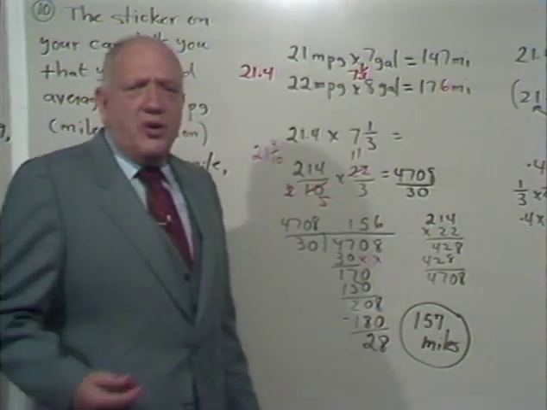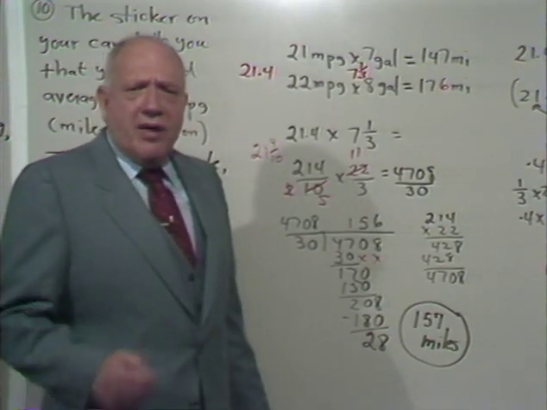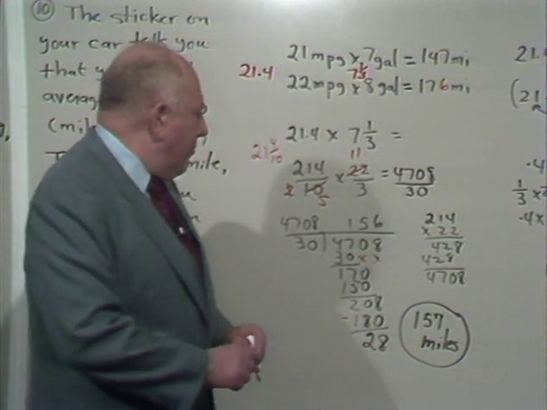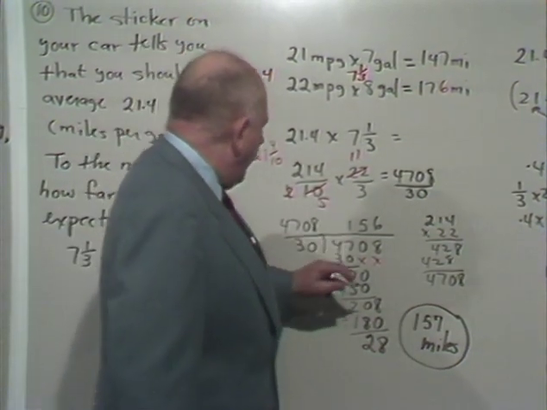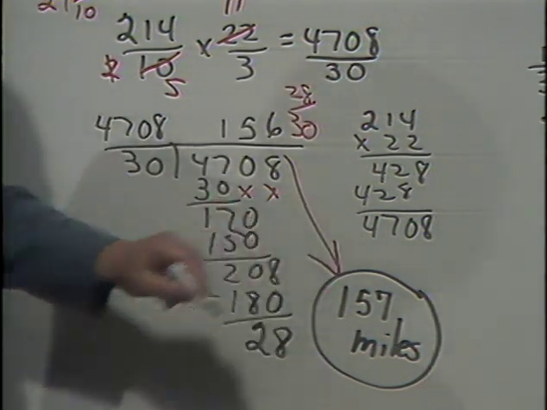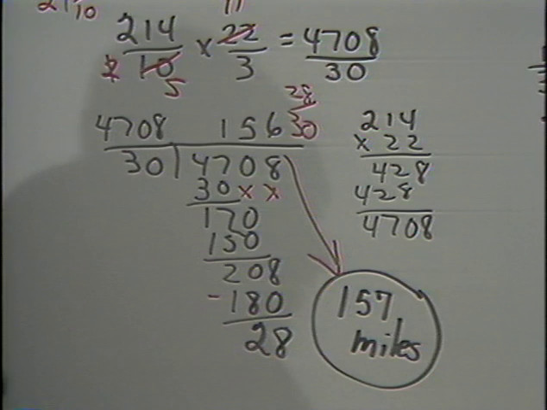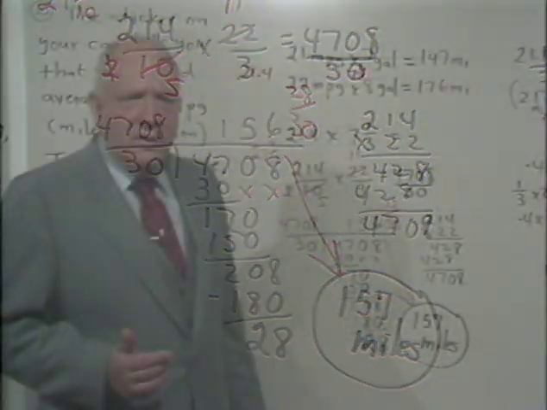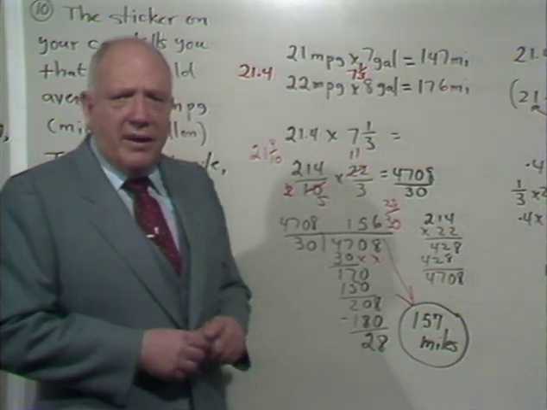Isn't 28 out of 30 more than half? And the problem says round off your answer to the nearest mile. See, we had 156 and 28 thirtieths. So we round that off to 157 miles. And that's about how far we can expect to go. Give a little, take a little, depending on the mileage.